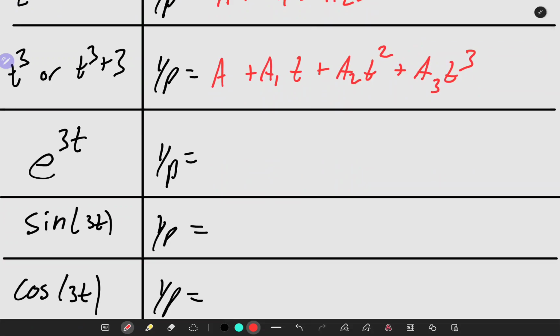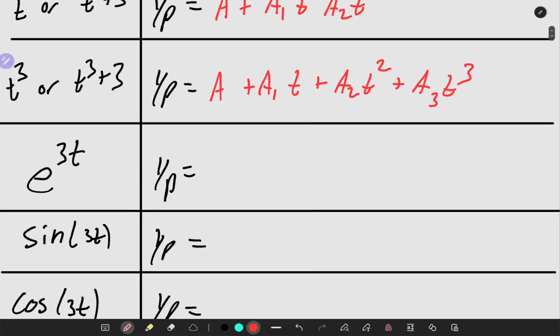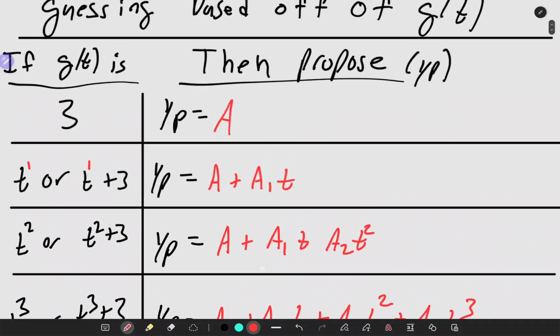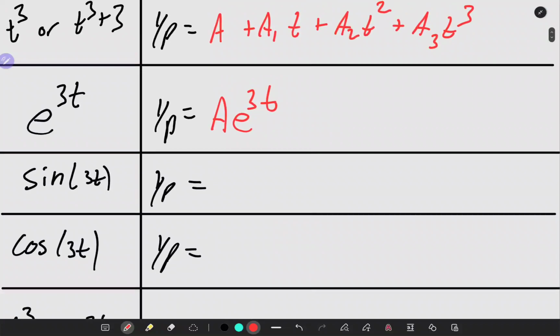If we ever have an e to something, we would write that as just a constant in front of it. And that's it. Doesn't matter what's up here; I just chose 3 for this example. Whenever we have a sine of 3t, you're going to rewrite the same thing with a coefficient. And now we're just going to follow the alphabet, so we're going to go to b.